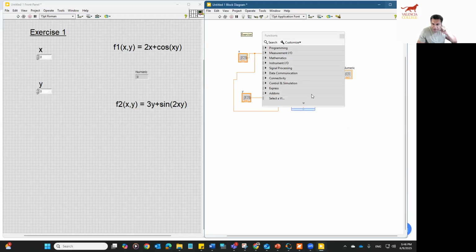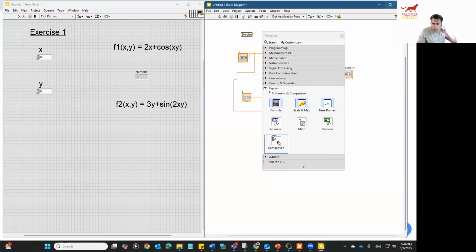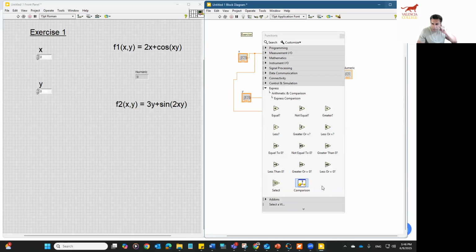Okay, let me find the switch block. I usually forget where the switch block is. It's in the comparison, most likely comparison. And later, let's select block, not switch block. I keep calling it a switch. It's a select block. So it's in the arithmetic and comparison function. So select block.